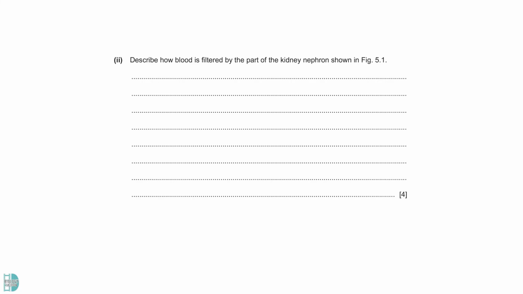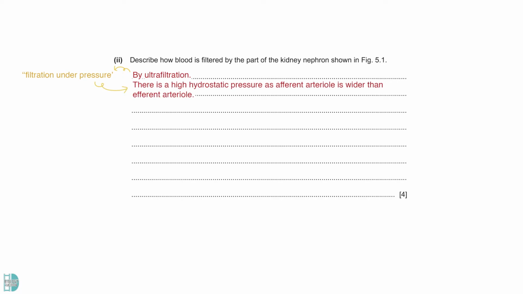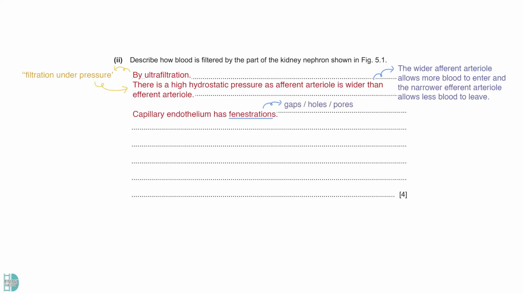2. Describe how blood is filtered by the part of the kidney nephron shown in the figure. Since the question did not name the process, stating the name will give you the first mark. Ultrafiltration means filtration under pressure. The pressure here is hydrostatic pressure. The glomerulus has a high hydrostatic pressure due to the size difference between the afferent arteriole and the efferent arteriole. The wider afferent arteriole allows more blood to enter, and the narrower efferent arteriole allows less blood to leave, creating high pressure.